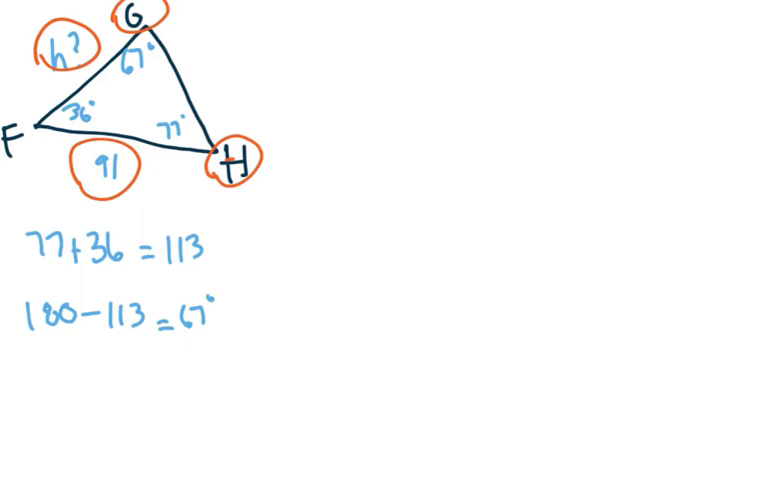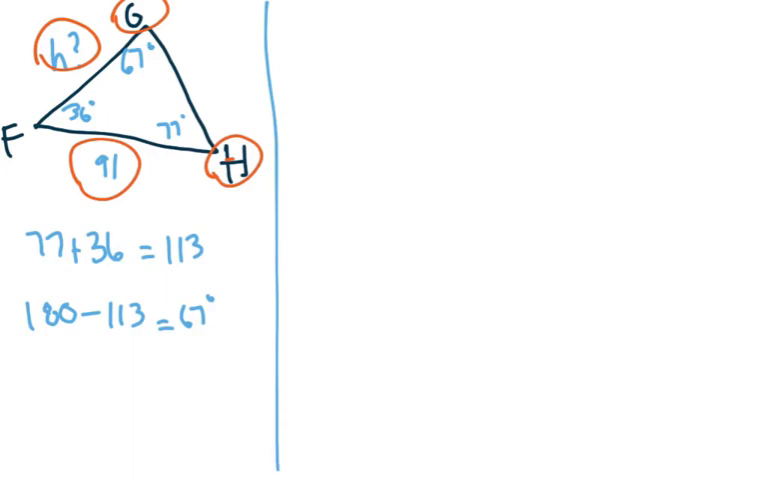So angle G is going to be 67 degrees. Now we know that we're going to be using the pair of side length little g, which is a side length of 91, and an angle of 67, and then we're going to use the angle of 77 and its corresponding side, which is H, but we don't know what H is. That's what we're trying to solve for. So let's draw a line in the sand and let's begin.